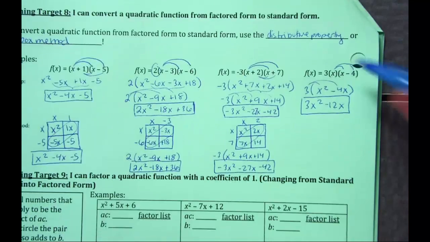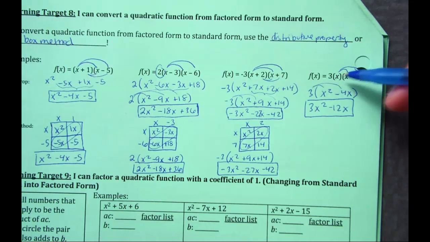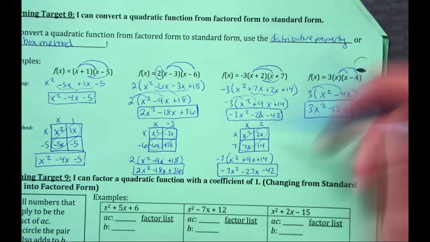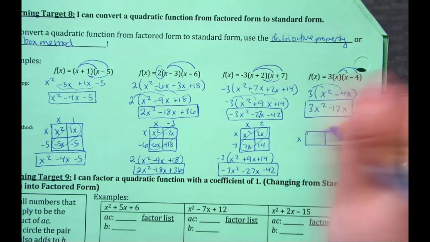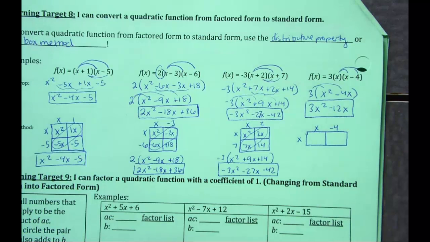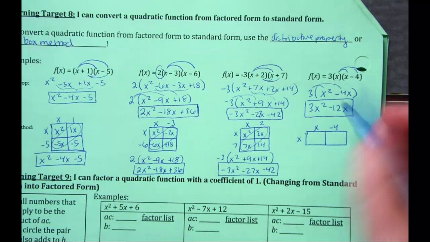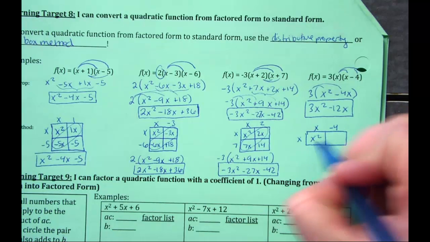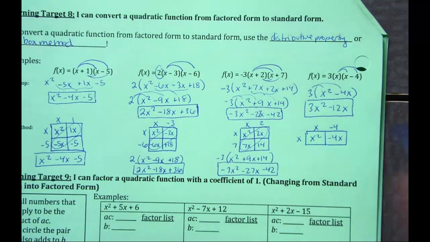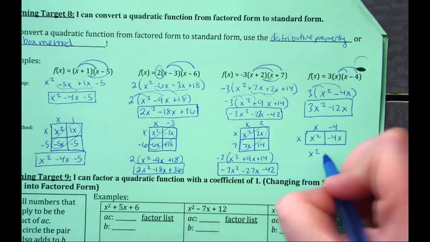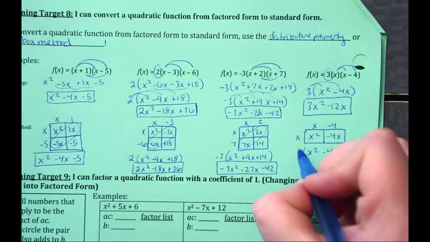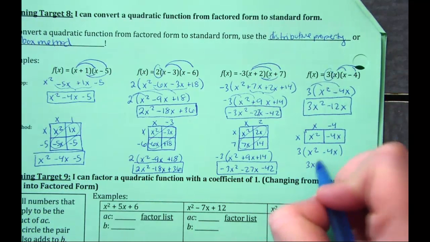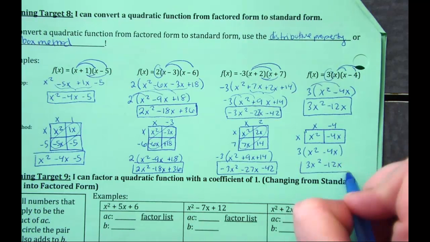This last one, because my first factor here only has one term in it, I'm not going to make a 2 by 2 box. Instead, I'm going to make a 1 by 2 box. Okay, so we have an x times x minus 4. Combining the same way, by multiplying, x times x is x squared. x times negative 4 is negative 4x. So you end up with x squared minus 4x. And then I'm going to go back and multiply by this 3 out front again, just like before. So I have 3x squared minus 12x.